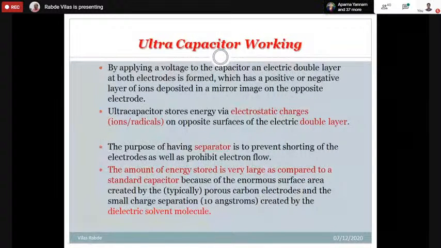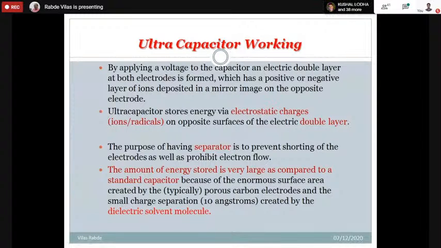An ultracapacitor works by applying voltage to the capacitor, and an electric double layer is formed at both electrodes, with a positive or negative layer of ions depositing on the mirror image of the opposite electrode. An ultracapacitor stores energy via electrostatic charges, that is ions, on opposite surfaces of the electric double layer. The purpose of the separator is to prevent shorting of the electrodes as well as prohibit electron flow.